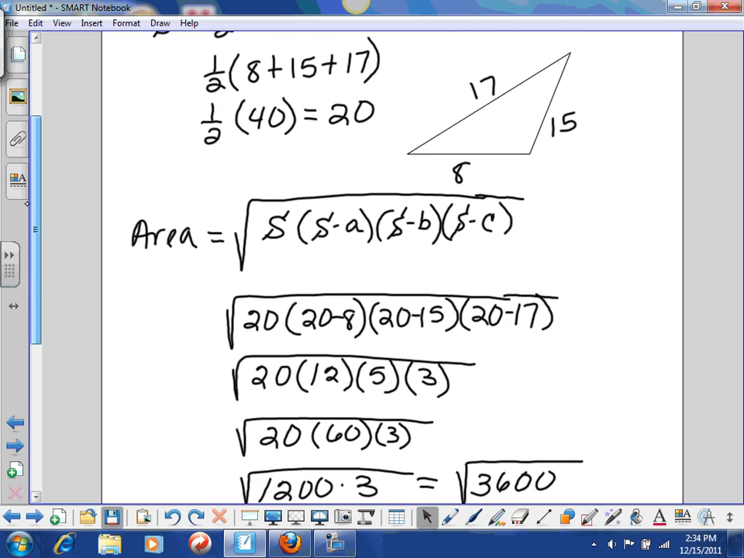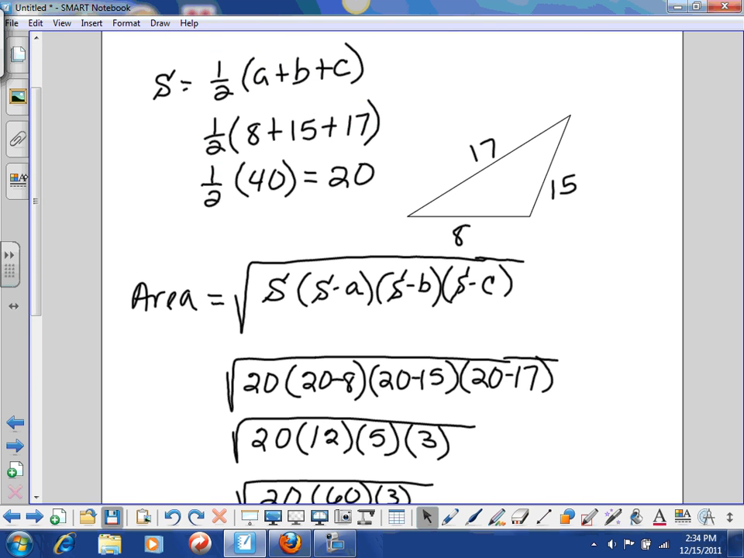Once again, to refresh, go back and figure out what S equals. It's 1/2 of the perimeter. Once you find that out, you multiply that value S times the difference of S minus A, times the difference of S minus B, times the difference of S minus C. You multiply those all together, take the square root. That will give you the area of any triangle.